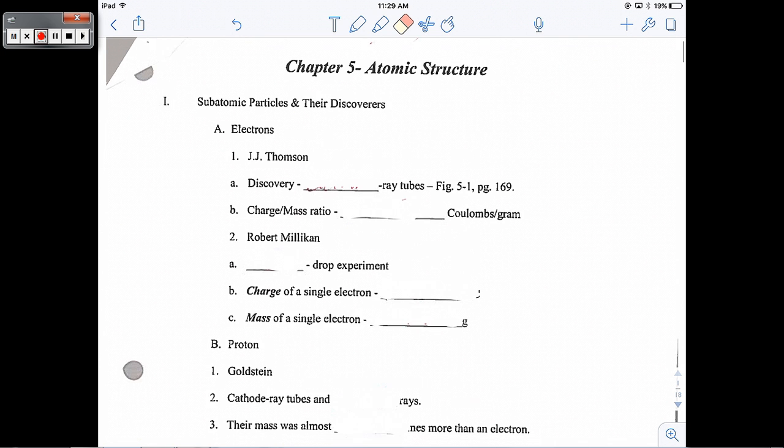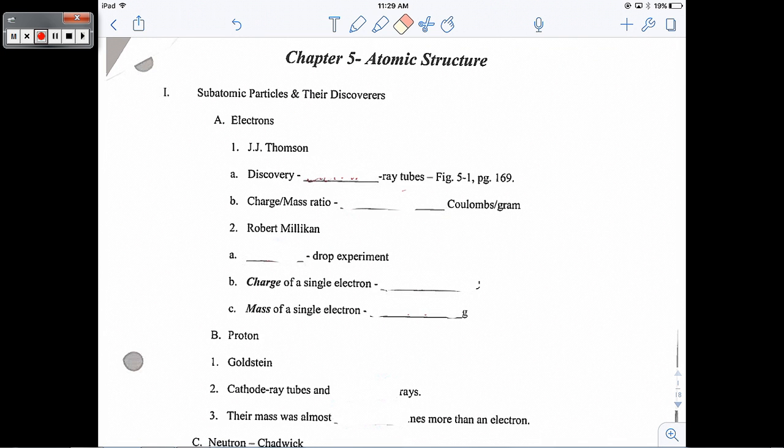So a lot of this is going to be review. We're talking about atomic structure and specifically subatomic structure, so those particles, and a little bit about how they were discovered. More of an emphasis on the structure of an atom, though, than a social science lesson on the particles themselves. So first of all, electrons.